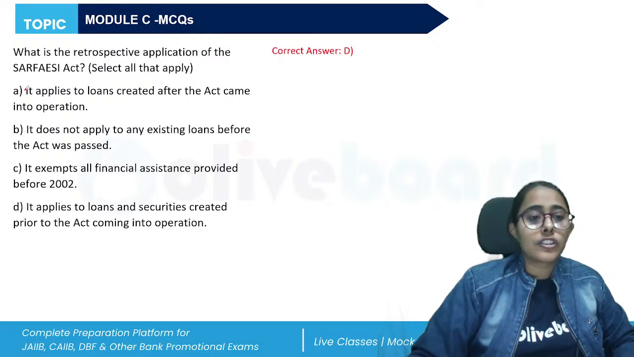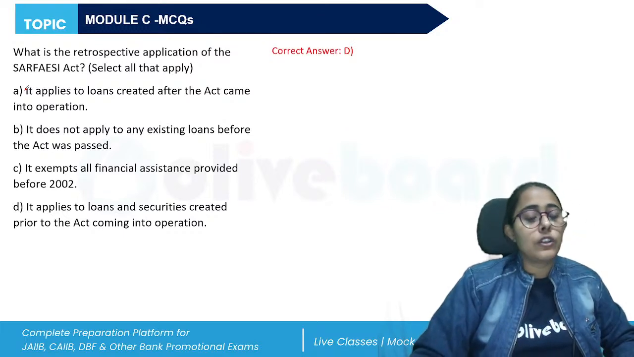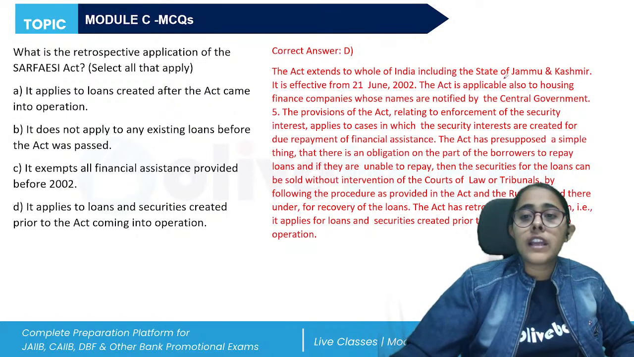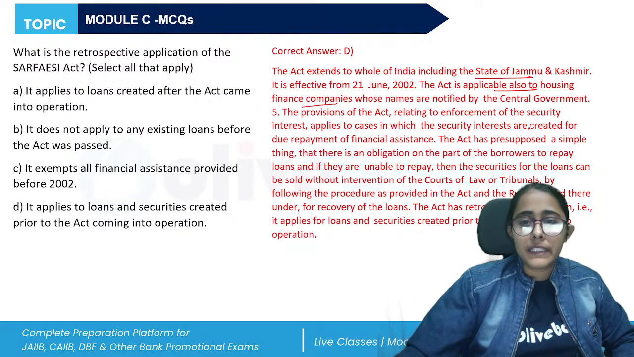So the correct answer is option D, that it does apply to the loans and securities that are created prior to the act coming into operation. The Act also extends to the whole of India, including Jammu and Kashmir, and also to the housing finance companies, relating to the enforcement of security interest.